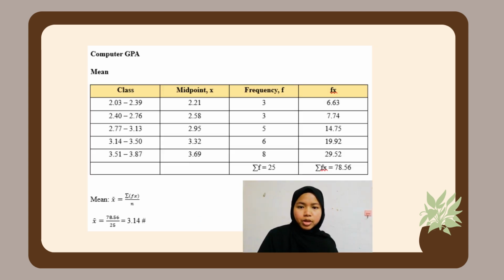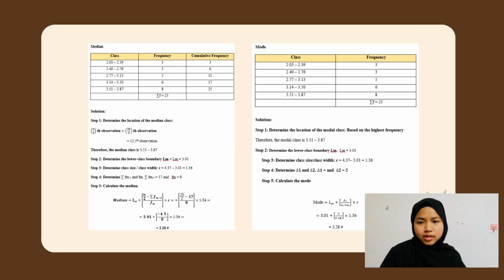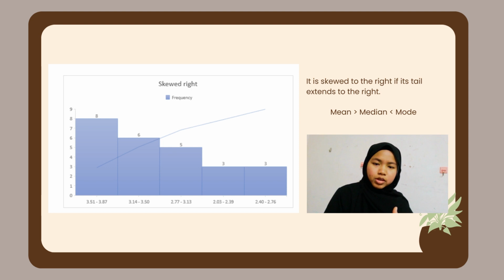For the computer GPA, for the mean, I got 3.14. For the median, I got 2.26 and the mode, 3.28. From the data, as the graph shows, it is skewed to the right if its tail extends to the right. It's exactly the same as the previous one, which means the mean is larger than the median and the median is smaller than the mode. So it's skewed right.